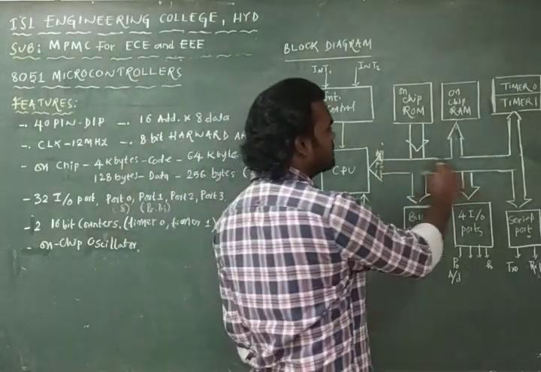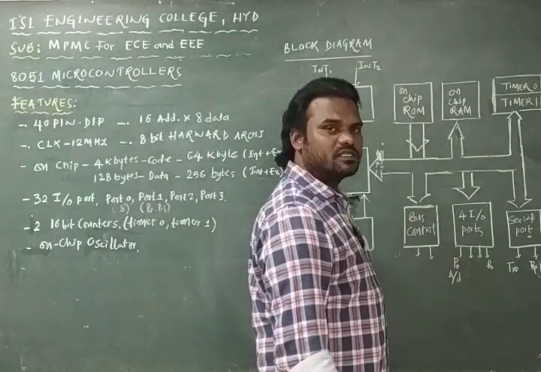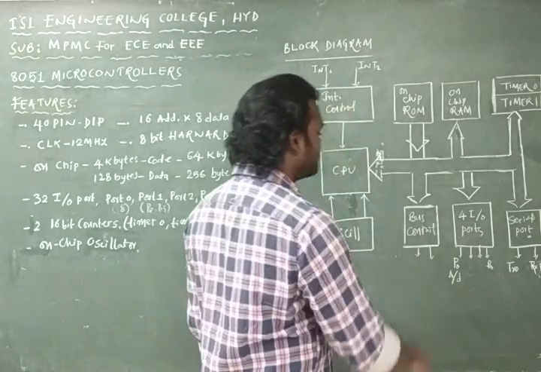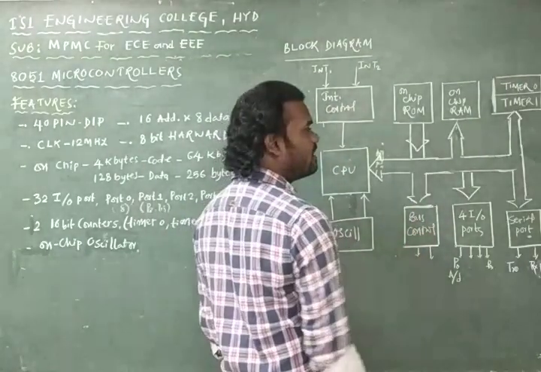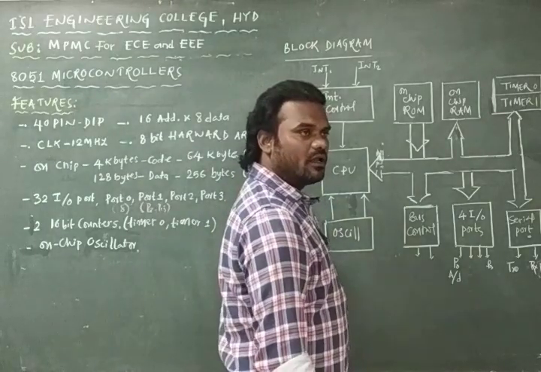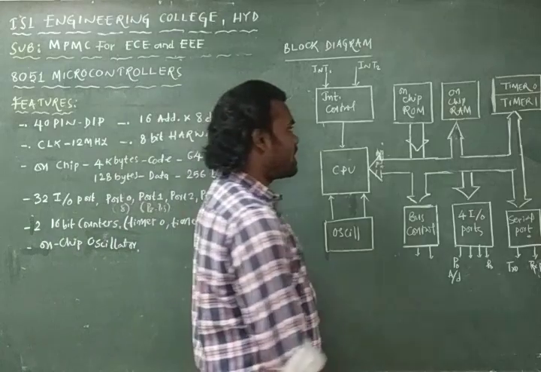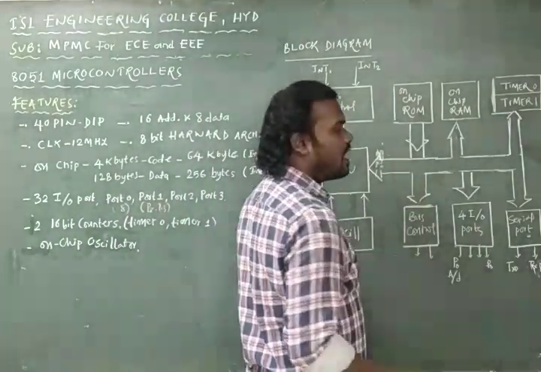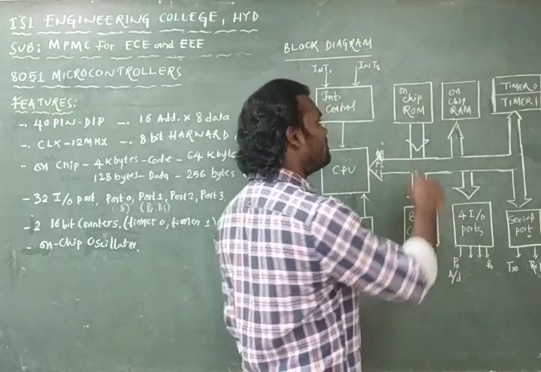And this is the system bus. The system bus includes the data bus, address bus and the control bus, and this is a bus controller here. This bus controller will have all the control over the buses, that is the system bus, data bus and the control bus.